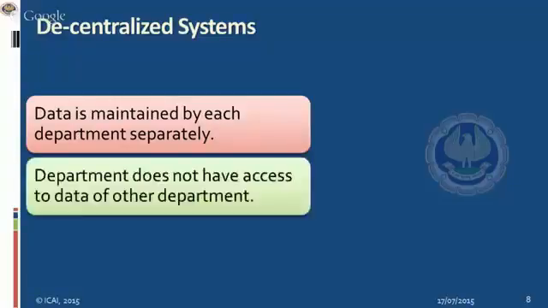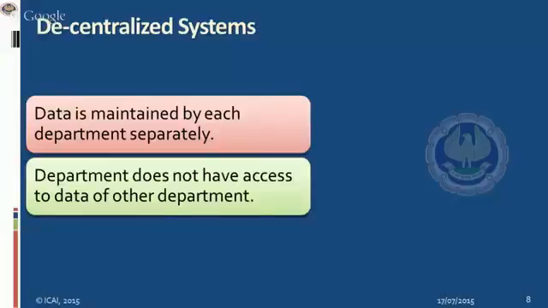The features, the characteristics of decentralized systems, basically it is data is maintained by each department separately. Let us try to understand this particular concept. The data is maintained by each department separately. A department does not have access to the data of another department. Every department will be storing their own data and they will have access to their own data only.